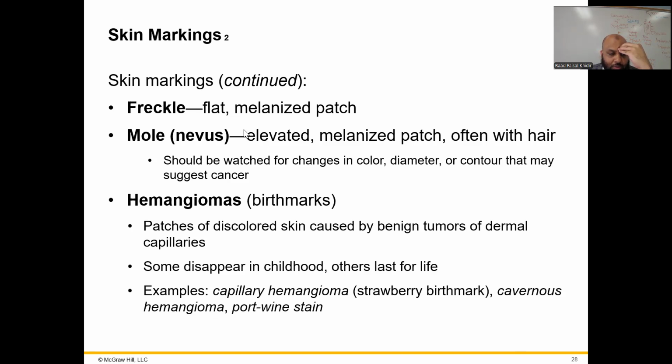The mole, the freckle, and the hemangioma are all types of aggregates that happen on our skin. The freckles are flat melanized patches, and the moles are elevated melanized patches that often have hair, and they must be watched closely for changes.